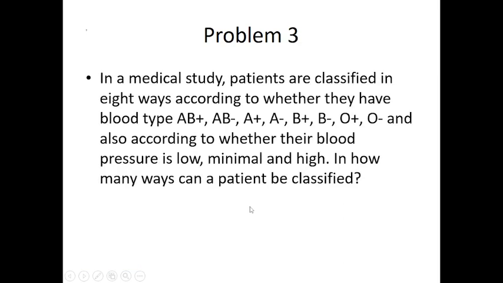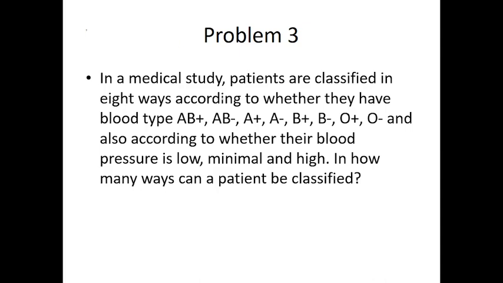Third problem. In a medical study, patients are classified in 8 ways according to whether they have blood type AB positive, AB negative, A positive, A negative, B positive, B negative, O positive, O negative, and also according to whether their blood pressure is low, minimal, or high. In how many ways can a patient be classified?